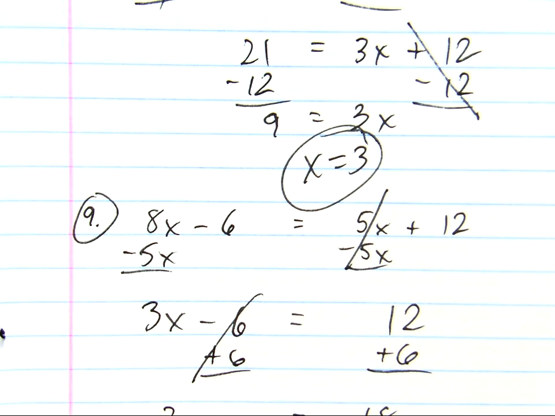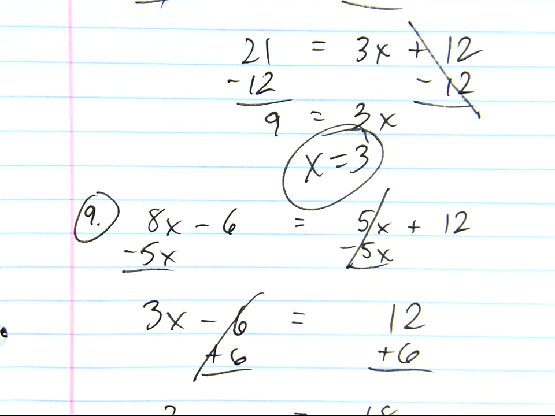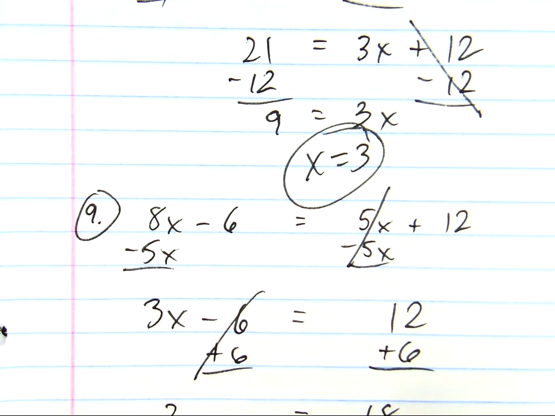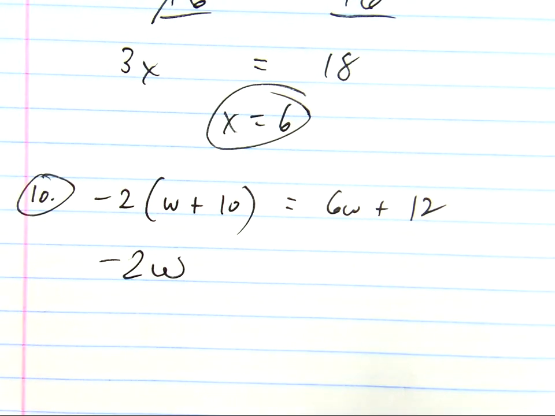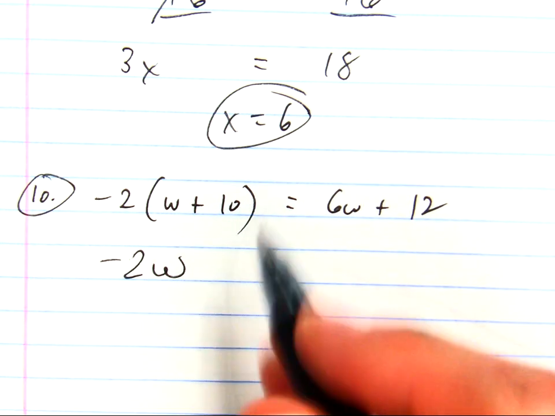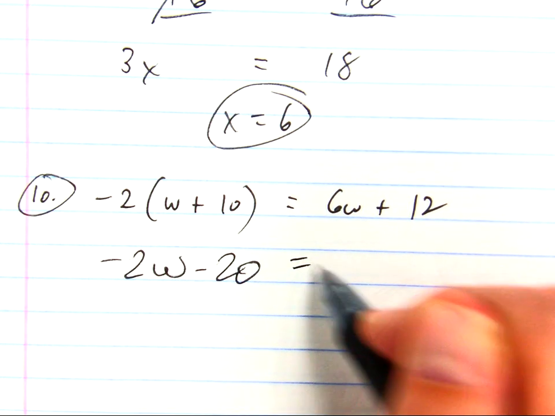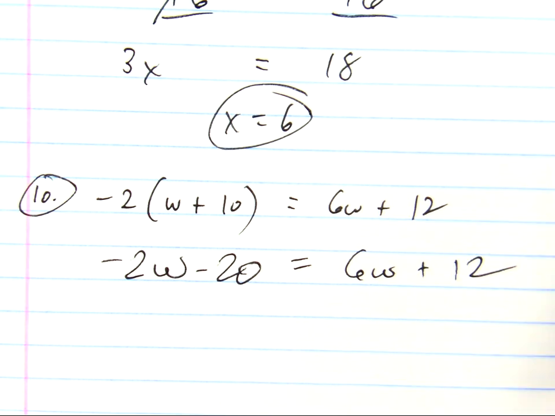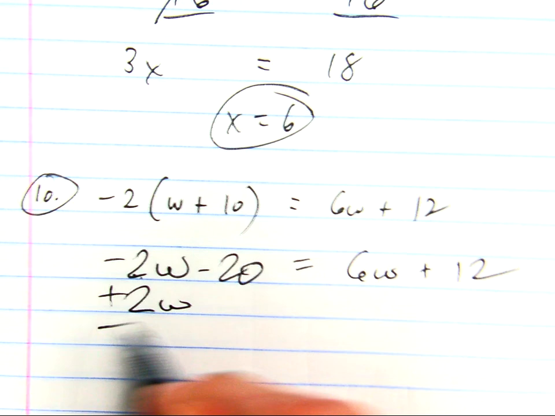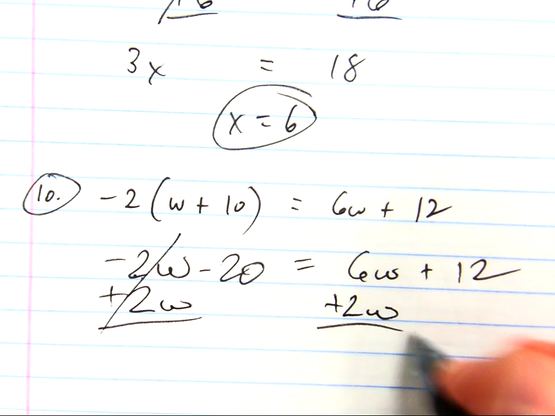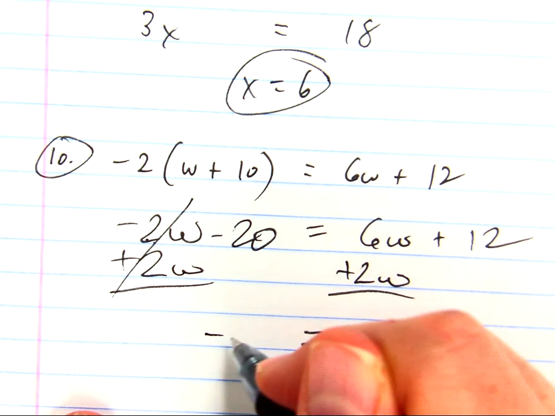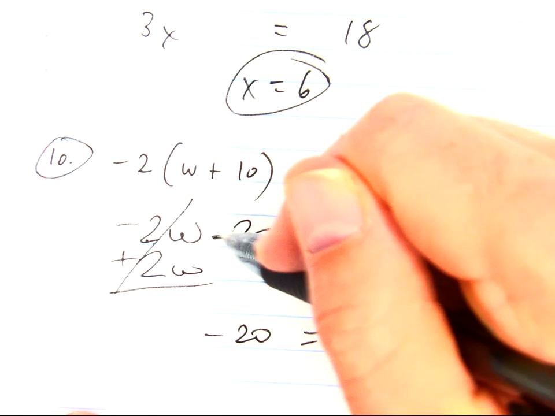Last but not least, here we go. Distribute first on the left, negative 2w, and negative 2 times 10. You can't even see it. Sorry about that. Negative 2 times w is negative 2w, and negative 2 times 10 is negative 20. Alrighty. I like this going right. I prefer 2w sent right. Making 8w. My variables went right. Don't lose that minus sign. That minus sign belongs to the 20.